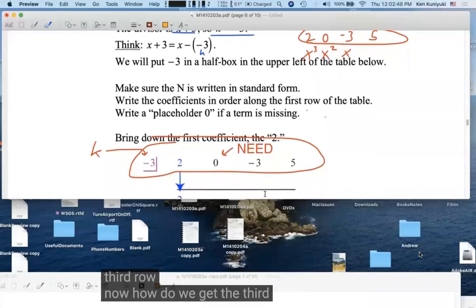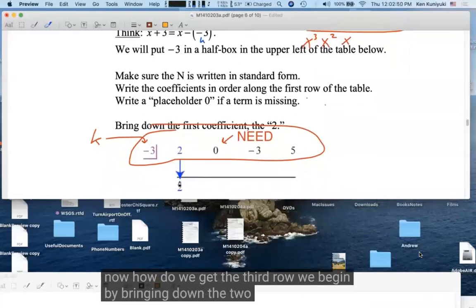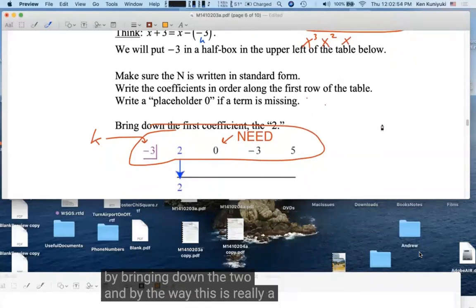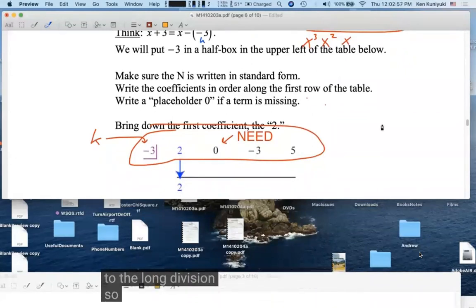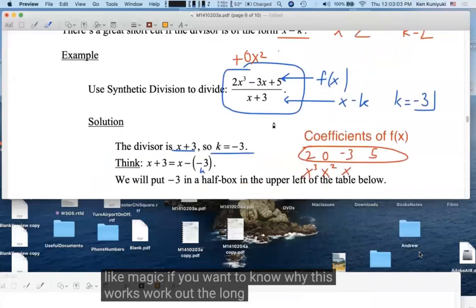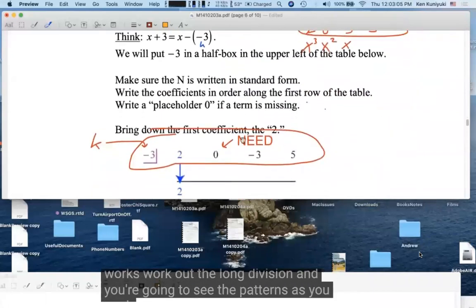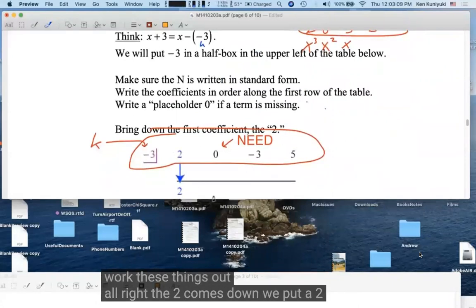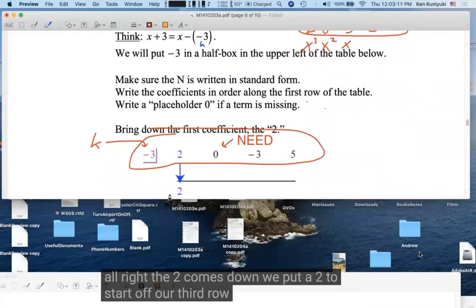Now, how do we get the third row? We begin by bringing down the 2. And by the way, this is really a shortcut to the long division. So if you want to know why this works, this is going to seem like magic. If you want to know why this works, work out the long division, and you're going to see the patterns as you work these things out. All right, the 2 comes down. We put a 2 to start off our third row.